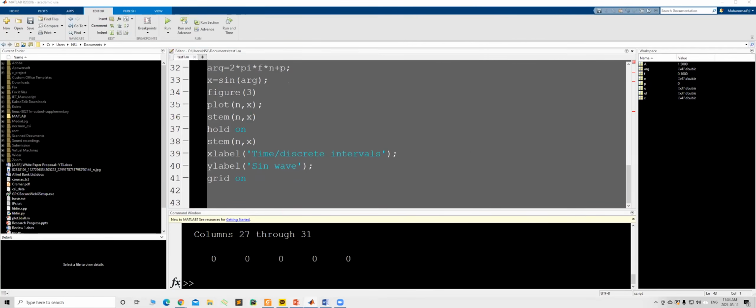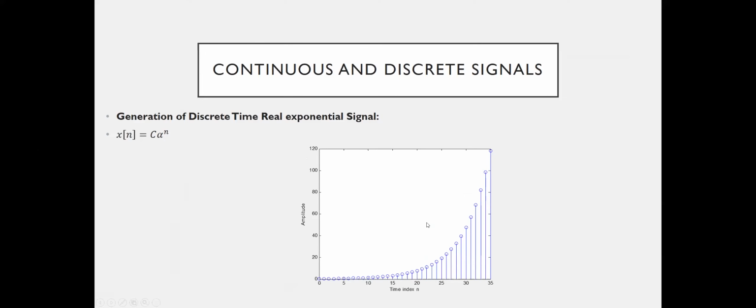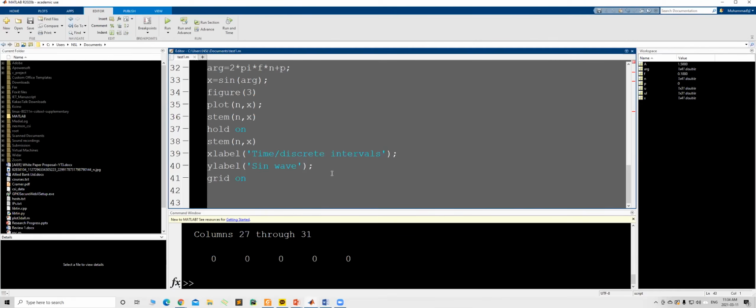So now let's move on and just do something more interesting. What is the next one? How do we plot the real-time signal, which is the real-time exponential signal, and then we will also plot the discrete time exponential signal. Okay, so let's go and plot it.